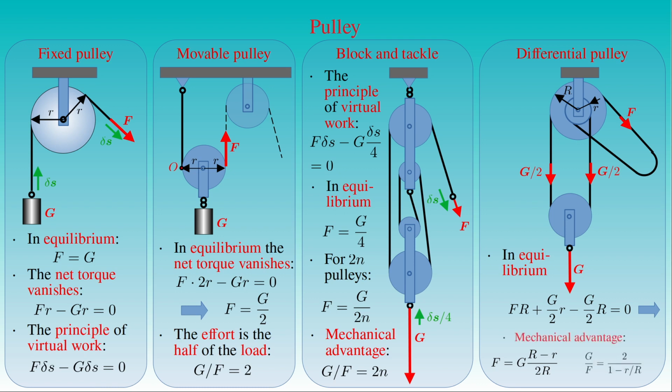The mechanical advantage given by the ratio of F to G is equal to 2 divided by 1 minus the ratio of the radius r to the radius capital R. For example, if the ratio of r to capital R is equal to 0.8, then the effort F can be the tenth of the load G.